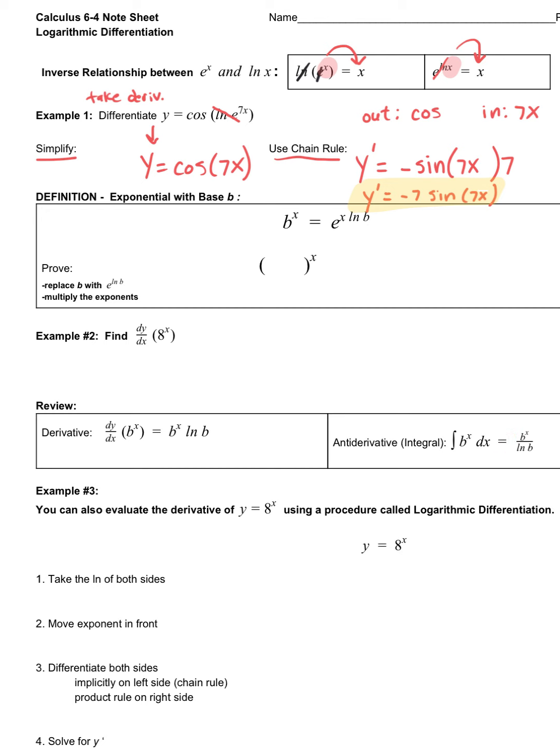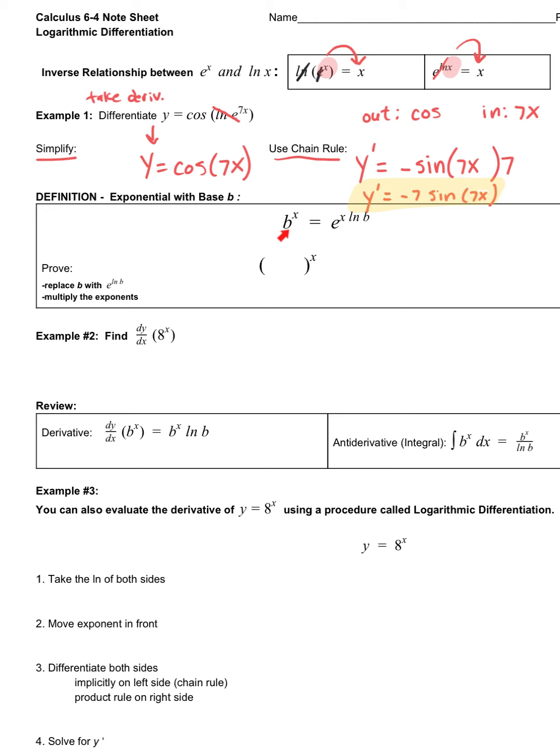So another way that you can rewrite an exponential function of any base is to use this right here. An exponential function of any base can be rewritten as e to the x ln b. So b to the x is also equal to e to the x ln b.